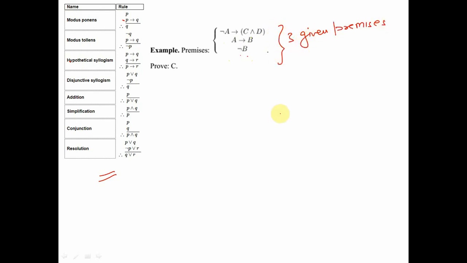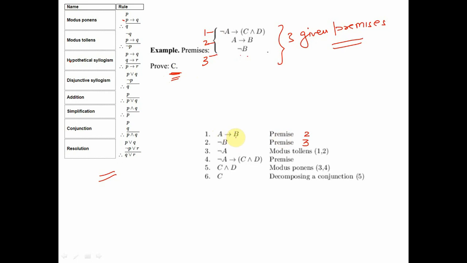Now again, premises can also be of two types. We have the given premises, and as we'll see, we will apply the various rules of inferences to get at derived premises. We'll see that in a short while, and we have to prove that C is true. This is the conclusion. This is premise number 1, premise number 2, premise number 3, and this is the conclusion. Now let us see how to solve it.